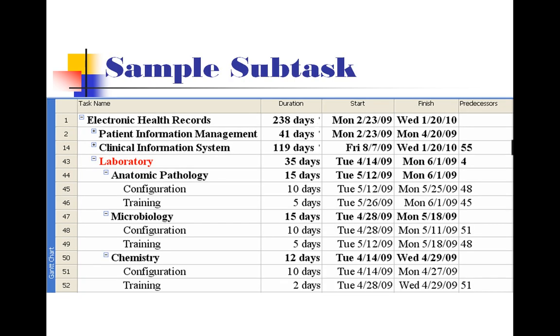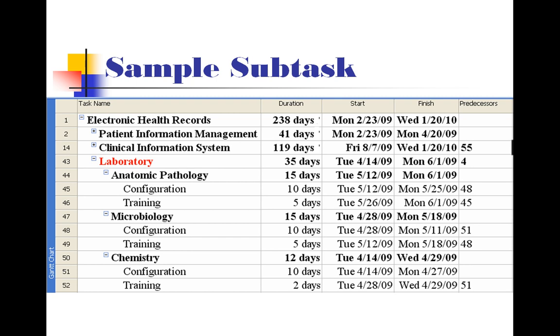Some tasks and subtasks are also configured simultaneously. Here is an example of a sample subtask. As soon as the tasks under patient information management were completed, we were able to start with the laboratory task. Under the major laboratory task, there are 3 subtasks, including anatomic pathology, microbiology, and chemistry. In order for the 2-day training of chemistry to take place, a 10-day configuration had to be completed.